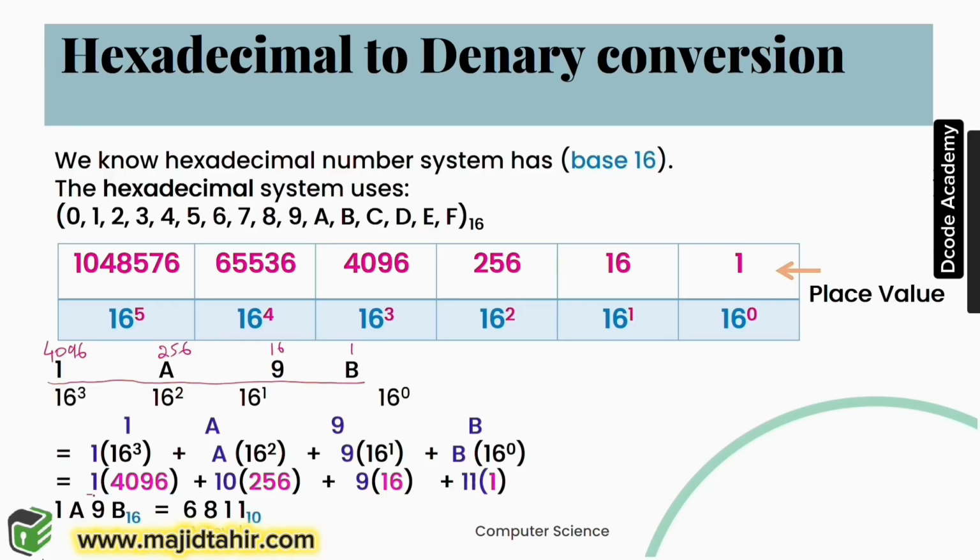Multiplying each digit with its place value: 1 gets multiplied with 4096, then A is actually 10, so 10 gets multiplied with 256, 9 gets multiplied with 16, and 11 gets multiplied with 1, because B is 11. We add them and we get 6811. This is a denary number, base 10. 1A9B was a hexadecimal number, base 16, so hexa to denary is converted.